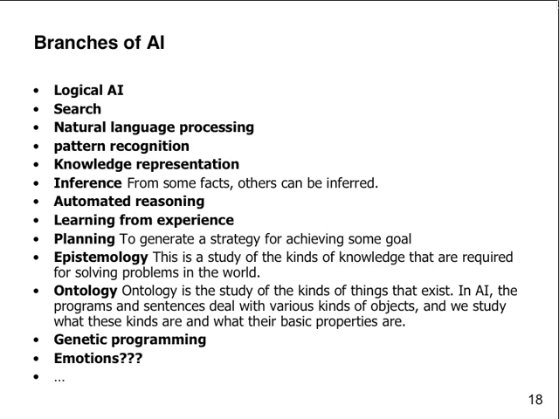So here are some branches of AI, and this is a summary from chapter 1 of the book: Logical AI, Search, Natural Language Processing.